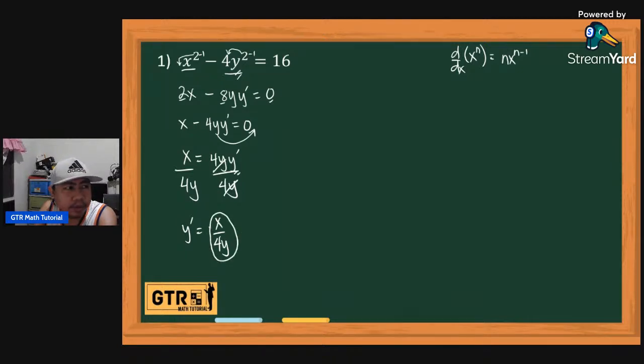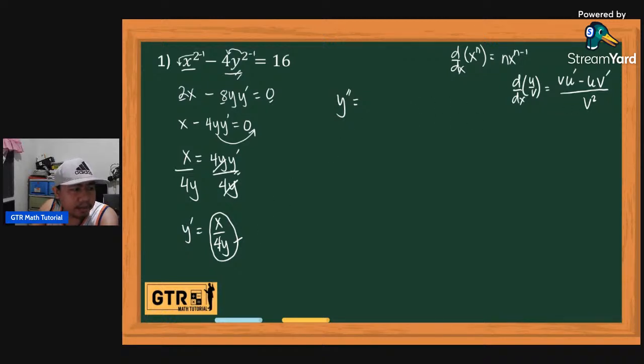So now we're going to differentiate again to find the second derivative. For the second derivative, we will use the quotient rule on x over 4y. So the quotient rule: the derivative of u over v with respect to x is equal to the denominator v times the derivative of the numerator u prime, minus the numerator u times the derivative of the denominator v prime, over the denominator squared. Okay, so apply that process.